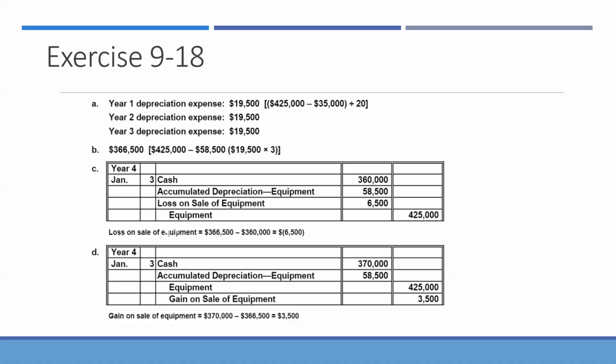And if we only sell it for 360,000, then that's 6,500 less than the net book value. So we're recording a loss. And then if we sold it for 370,000, we'd have to record a gain of 3,500. So it depends on what was received for the transaction, whether it's a gain or loss, and then how we record that.